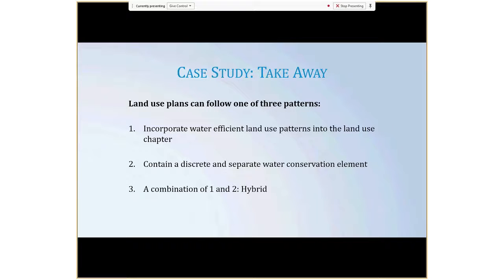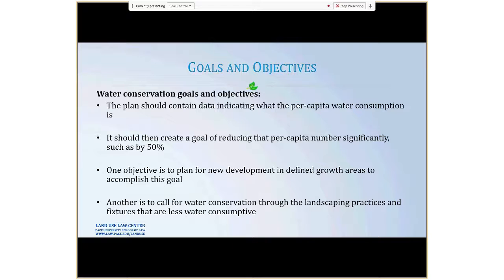So there's a couple of takeaways here. The first is just what I've already stated. To repeat, land use plans can follow one of three patterns, and you see those in front of you. And second, the takeaway here is that they can be very specific about implementation techniques and objectives. So we get to the understanding at this point in this presentation that these kinds of specific best practices do belong in, can reside comfortably in, in fact probably should be in comprehensive plans. So this sets the stage for real implementation through zoning and other land use regulations.